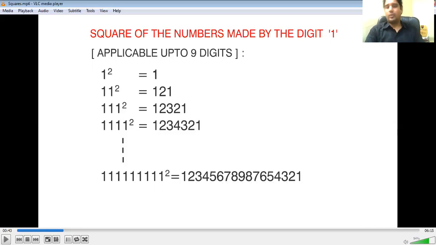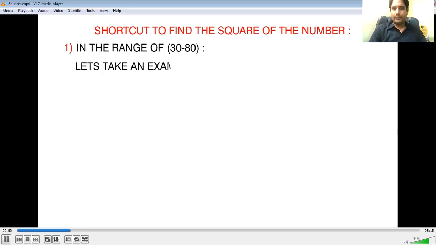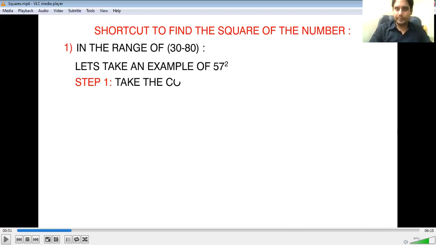And this way, you can find out the square of any number which is made by the digit 1. Now, whatever methods we have discussed, we discussed for some specific numbers, that is numbers ending with 5 or numbers which were made with 1. Now, let us talk about those numbers which lie in the range of 30 to 80. Basically, I am going to discuss how to find out the square of any natural number.